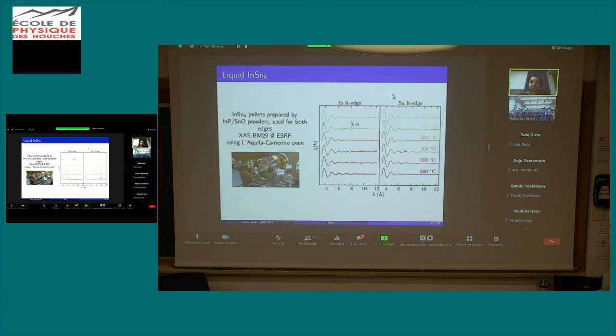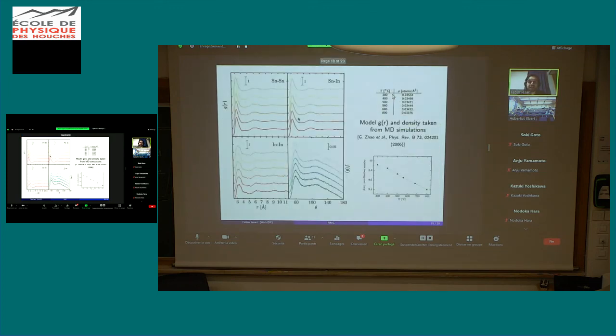And the last one, okay, this is another one. This is just an alloy of indium tin. This was studied because there was a paper published that saw some structural transition in this system at around 500 centigrade. So we repeated the experiment, but as you can see from the GNXAS, we didn't see much difference.